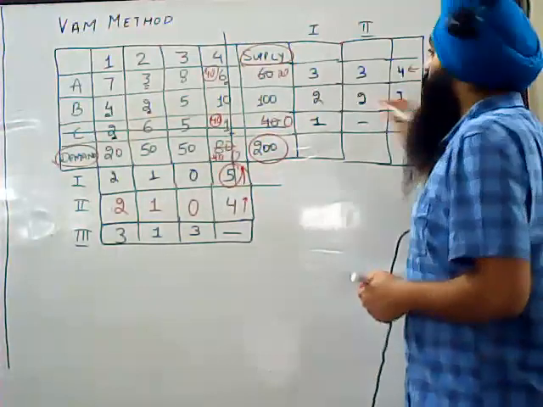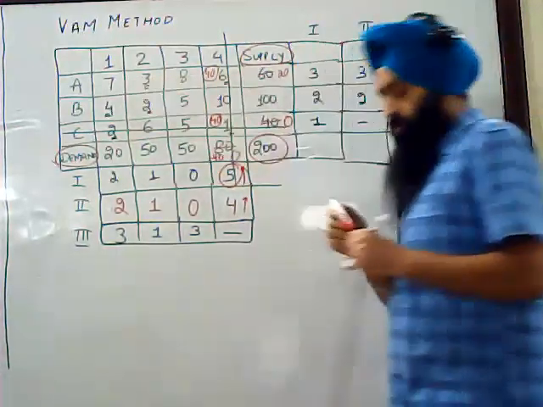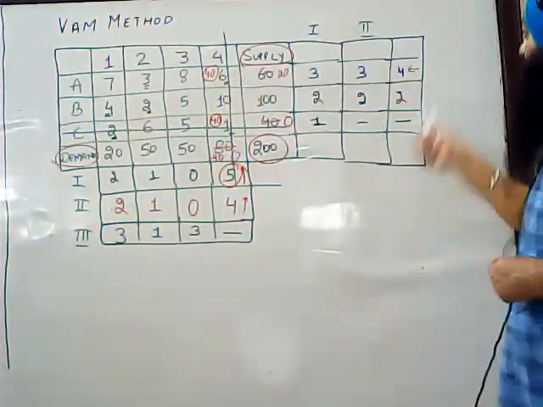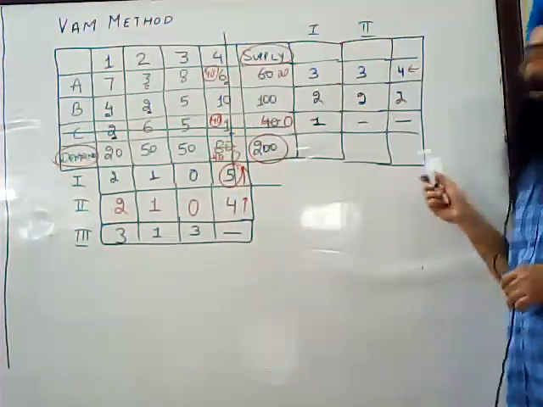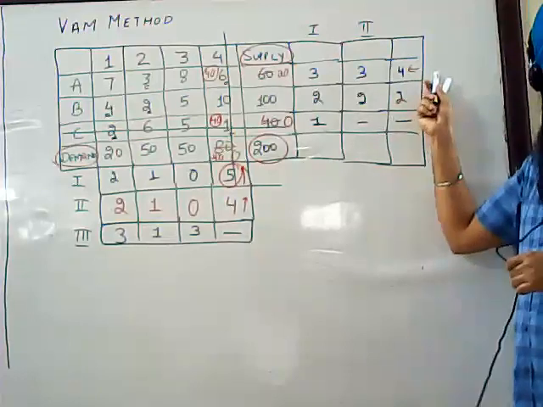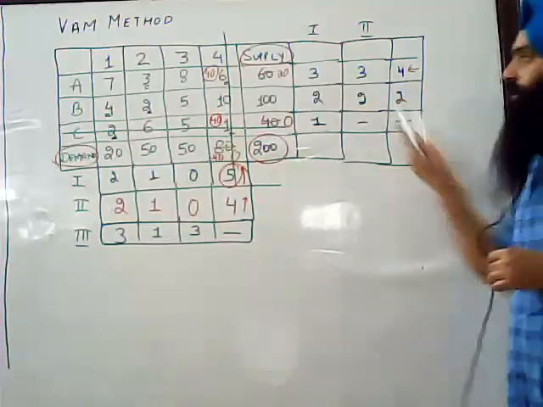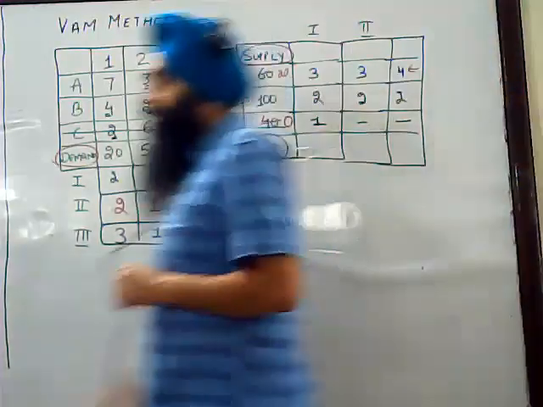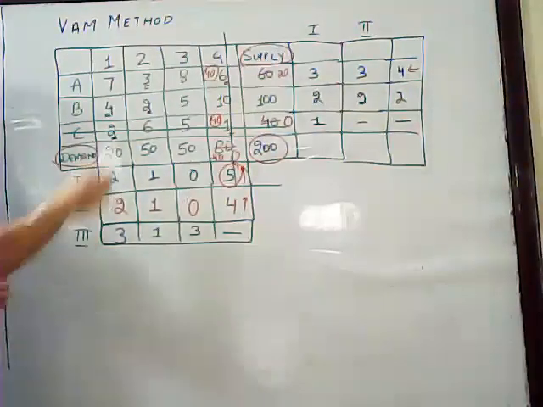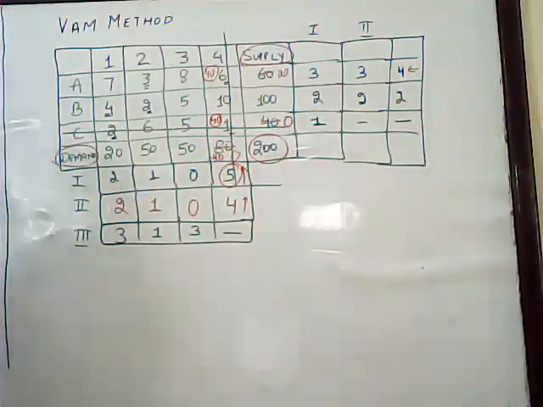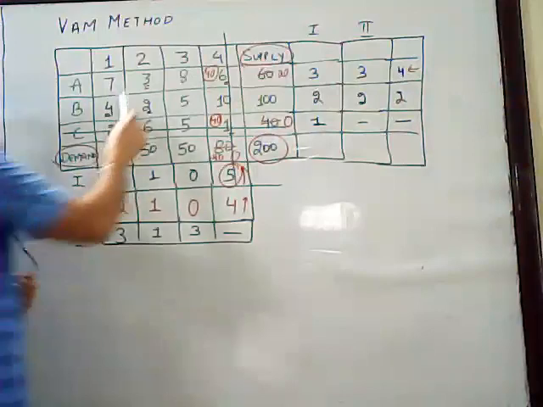So allocation will be done in the first row, as the maximum penalty from each row and column is in the first row. So find the minimum element from the first row. We are having three elements: 7, 3 and 8. The minimum value is 3.